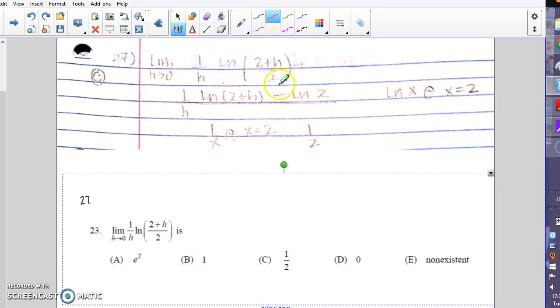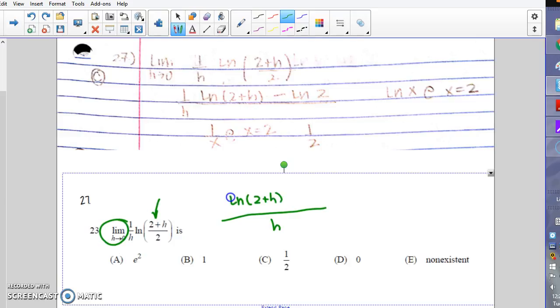This was not the easiest one to kind of see what was going on. This is the difference quotient. That's your hint. That 1 over h, throw that h in the bottom. It's the same way as saying that. This is the quotient rule for logs. So this is natural log of 2 plus h minus the natural log of 2.